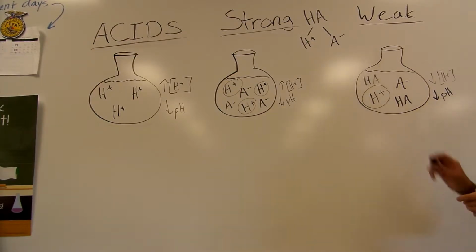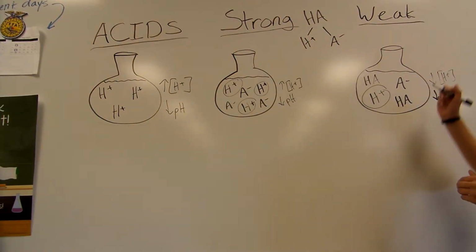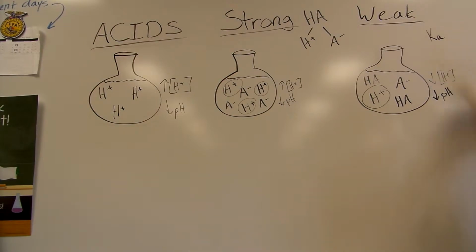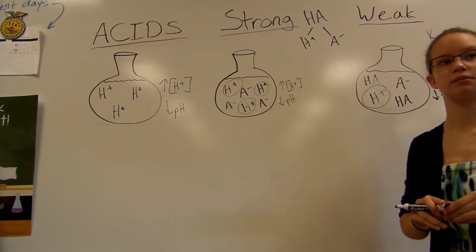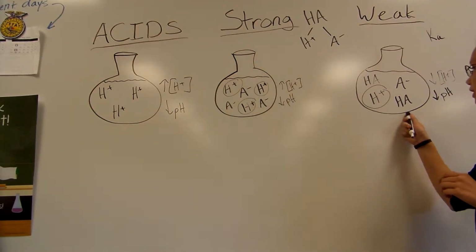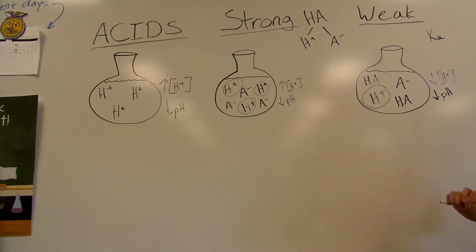The way that we can look at how much an acid breaks up is with the Ka. The Ka of a strong acid is too large to measure since it breaks up completely. But the Ka of a weak acid measures how much it breaks up. So a higher Ka means it breaks up more, and a lower Ka means that it breaks up less.